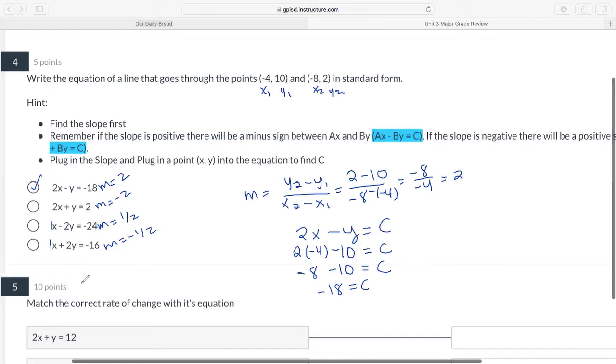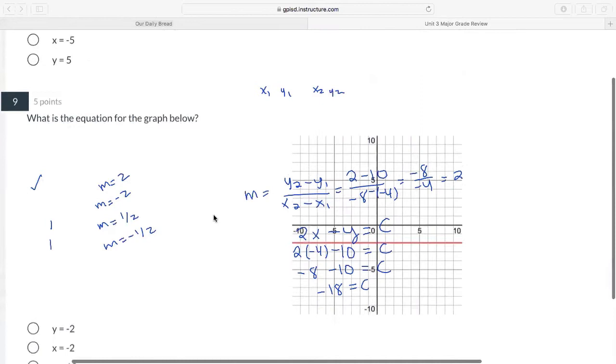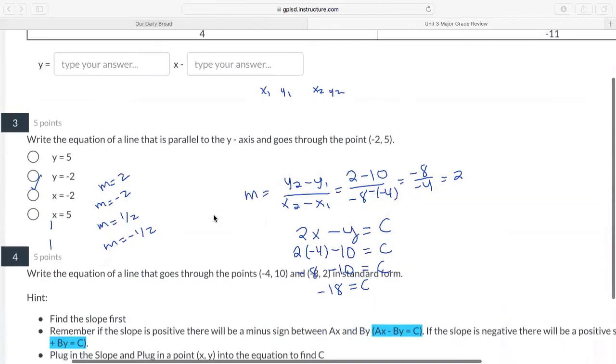Ask me questions if you are confused. Oh my God, what's wrong? How many questions are on here? There is 14. Okay, let's get a little faster.